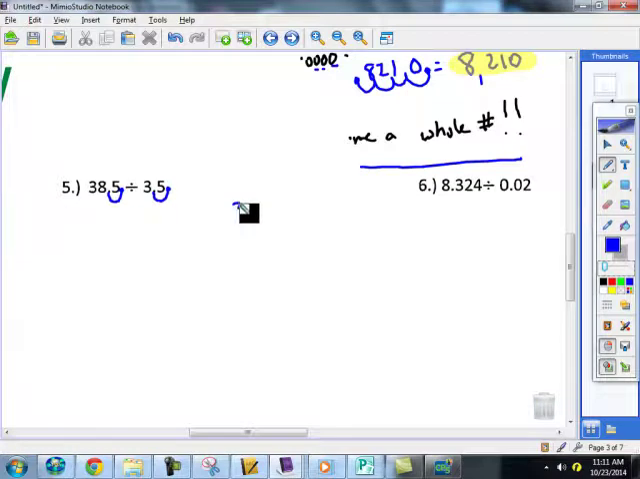Okay, so now the problem you're actually going to do is 385 divided by 35. You have the same exact equivalent fraction because you moved the decimal one time to both the dividend and divisor. Another way to say it, you multiplied by 10 to both the dividend and divisor. Now, 35 goes into 38 one whole time. We multiply, get 35. We're going to subtract.